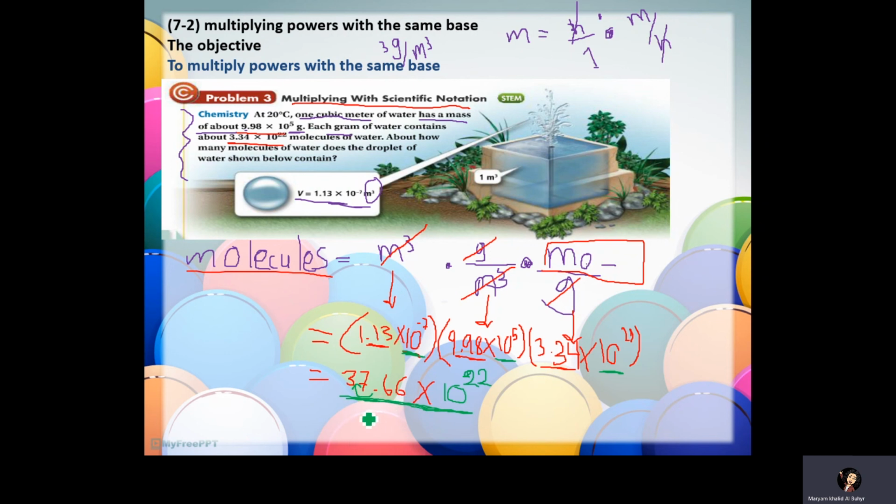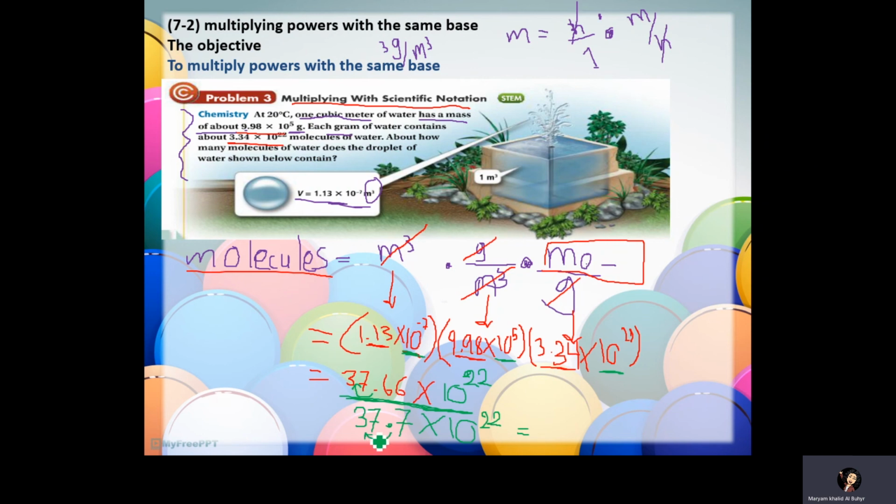Let's estimate it first. We can make it easier than this one. So that is 37.7, times 10 to the 22. That's how we estimate before we do anything. Okay, scientific notation. What is the definition of scientific notation? The first number should be less than 10 and from 1 or more. So I need to move my decimal here.